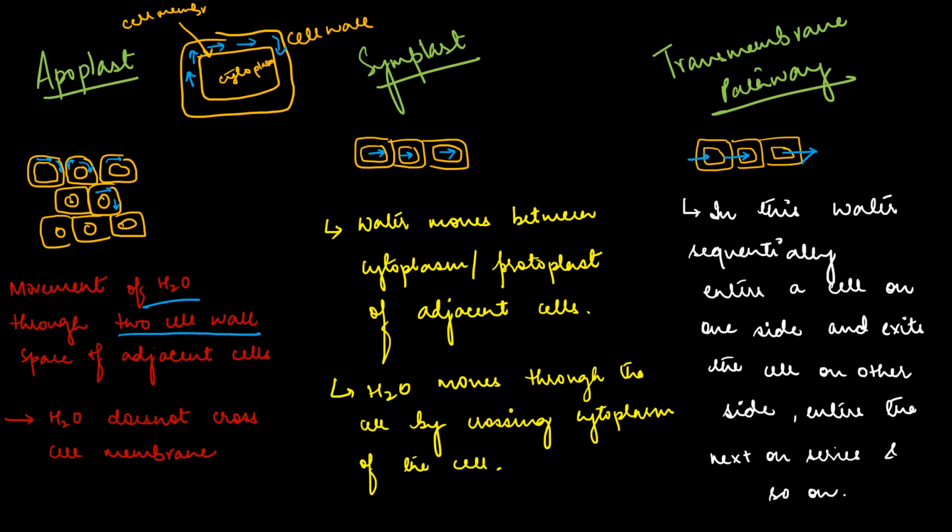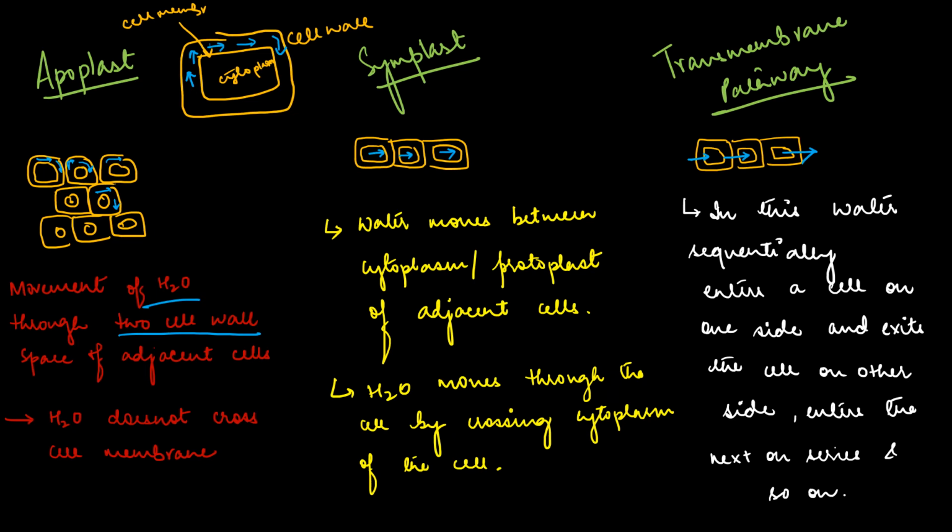Clear? What is apoplastic pathway? That means water is moving through the cell wall. It is not moving inside the cell. Clear? It is moving through the cell wall or intercellular space. What is intercellular space? Yes, the space between these two. We call it intercellular space, right? So it is moving through cell wall.